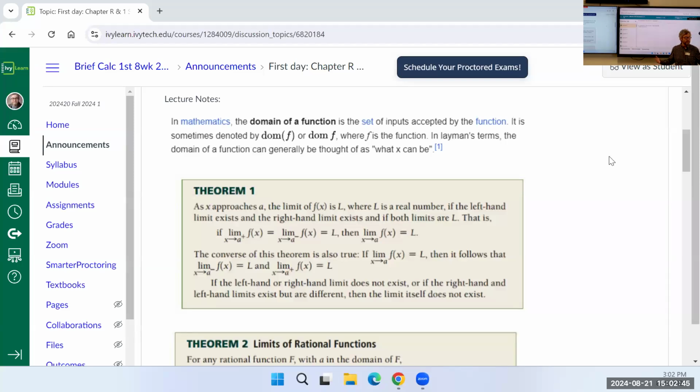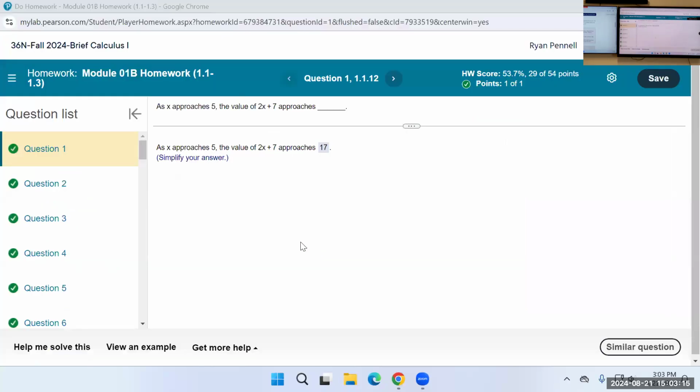So for the limit to exist, I need it to exist on both sides and be the same. Otherwise, the limit doesn't exist. Now I'm going to show you a bunch of homework examples, just break down theorem 1. But I'm not going to prove theorem 1, and I'm not going to ask you to prove it. Okay, so that's the nice thing. We won't have to do any delta epsilon proofs. We're just going to practice how this works.